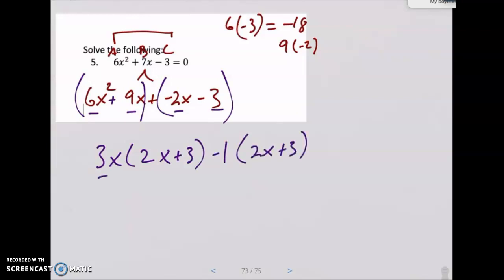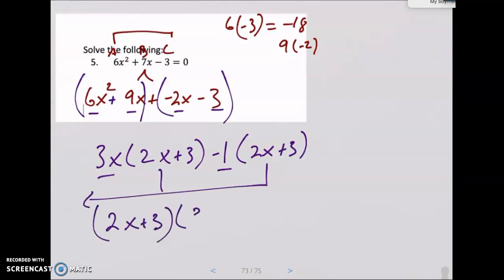So I factored once, I factored twice, and now I'm going to factor out the binomial. I'm going to factor out the third time. 2x plus 3, 3x minus 1. Whew! That's a tough one.